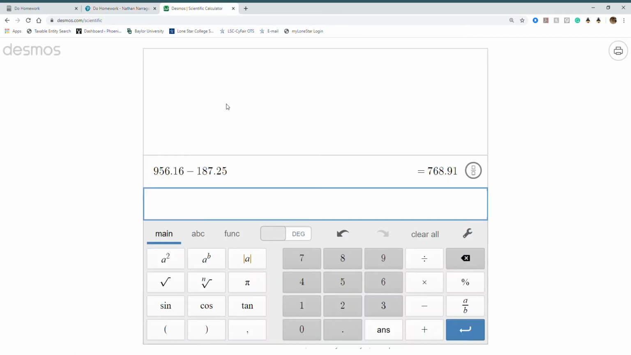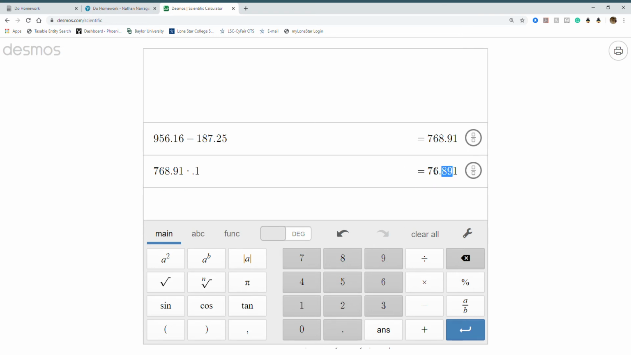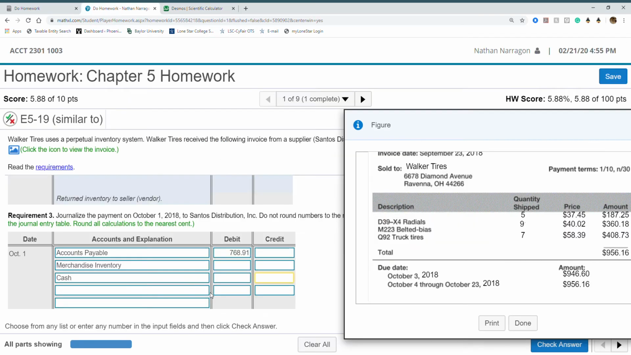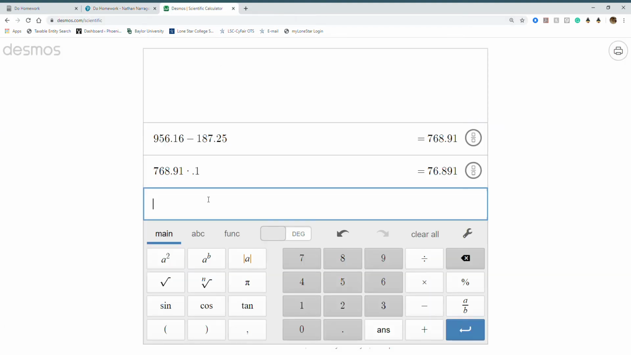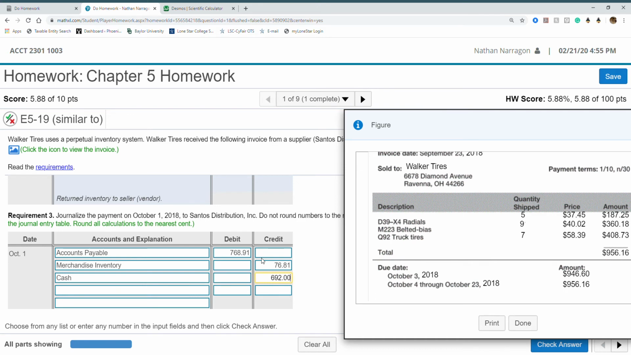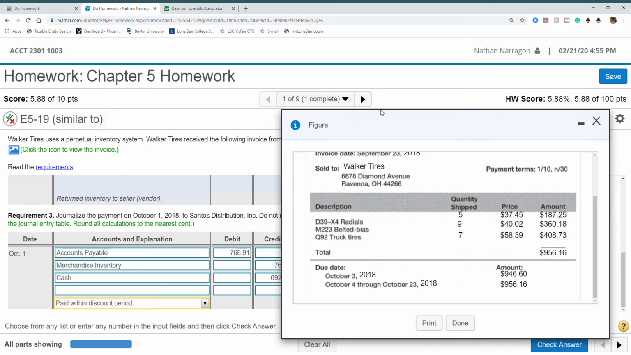And I'm going to have our merchandise inventory and then cash. Okay, so we're going to take this amount, 768.91, and multiply it by 0.1 or 10%. And you always round to cents. Okay, so this is $76.89 for me. So that's my merchandise inventory, $76.81. Then we subtract to get our cash, $692.02. And of course, explanation, we paid within the discount period. We are done with that.